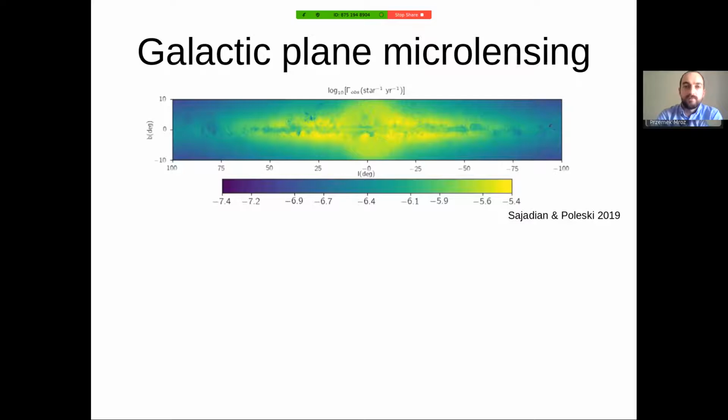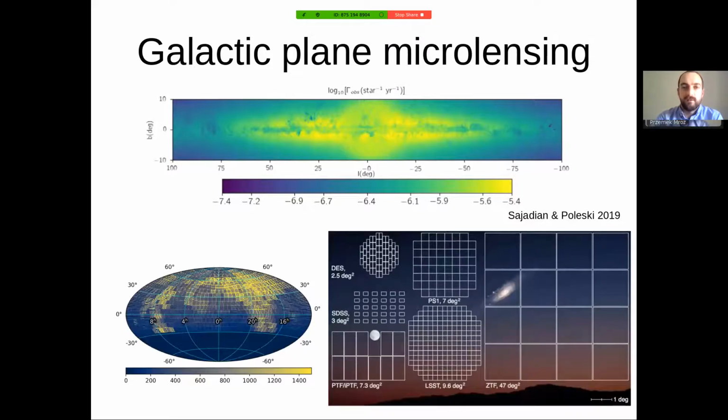However, we expect that there should exist quite a large population of microlensing events outside the galactic center, in the galactic plane. And here I'm showing just the expected event rate based on some galactic model. So we expect to find many microlensing events outside the galactic center.